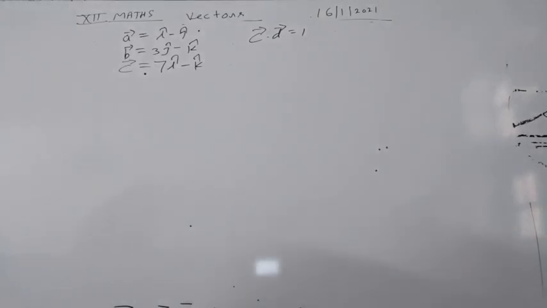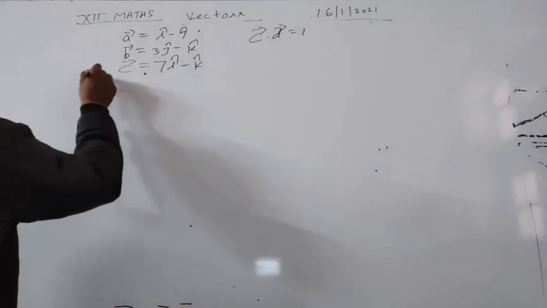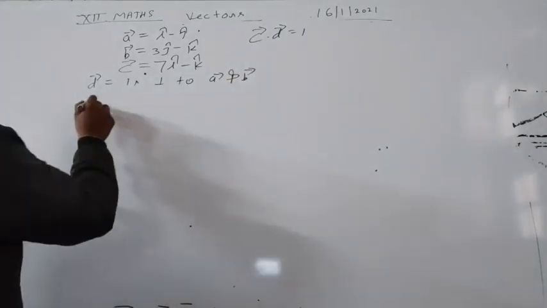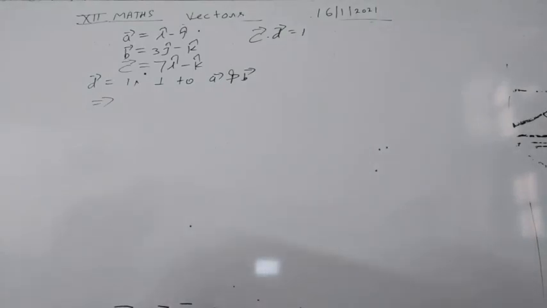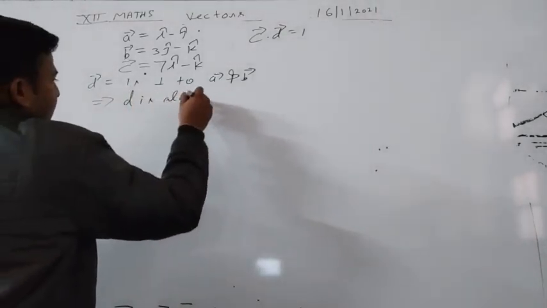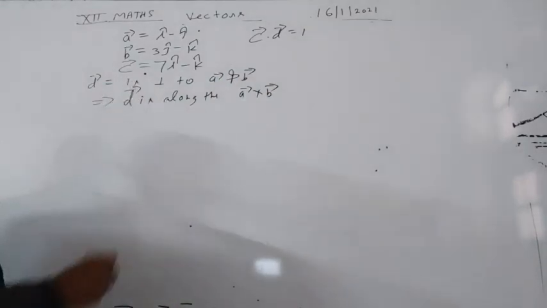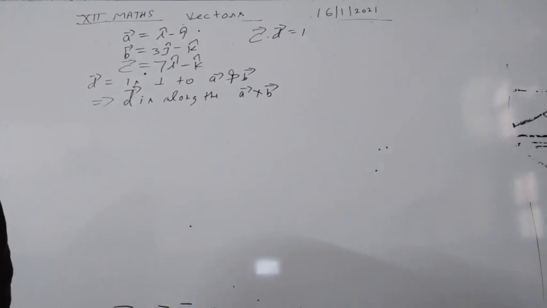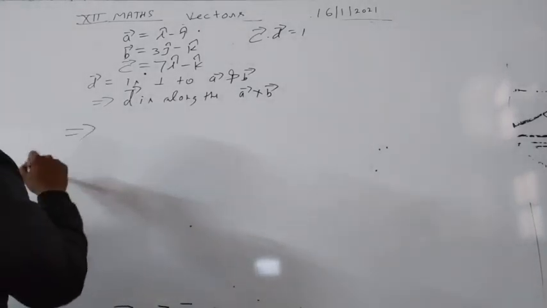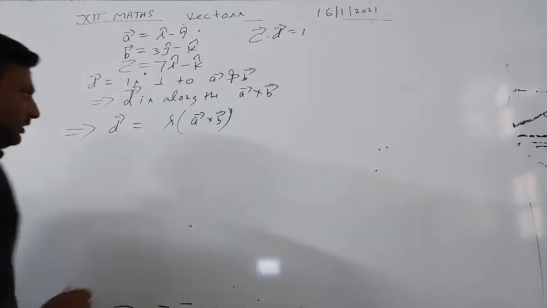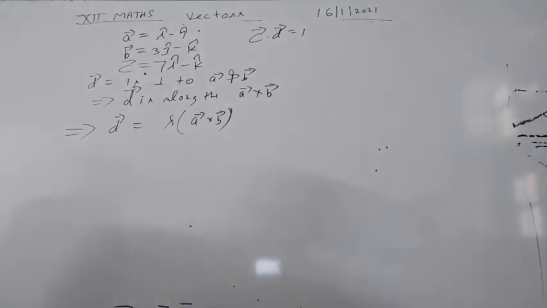So the question says that vectors A, B, C are these, and find a vector D which is perpendicular to both A and B. So our vector D is perpendicular to vectors A and B. It means that our vector D is along the vector A cross B. So our vector D is equal to lambda times A cross B.